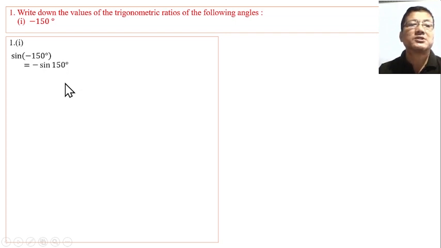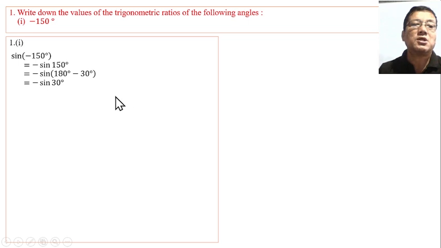150 is 90 plus 60 degrees, or 180 degrees minus 30 degrees. Taking 180 minus 30, 180 is 2 times 90, an even multiple of 90, so sine stays sine. So it becomes sine 30 degrees. 150 degrees is in the second quadrant, and by the rule all sine tan cos, sine is positive in the second quadrant. So it is sine 30 degrees, which is half.